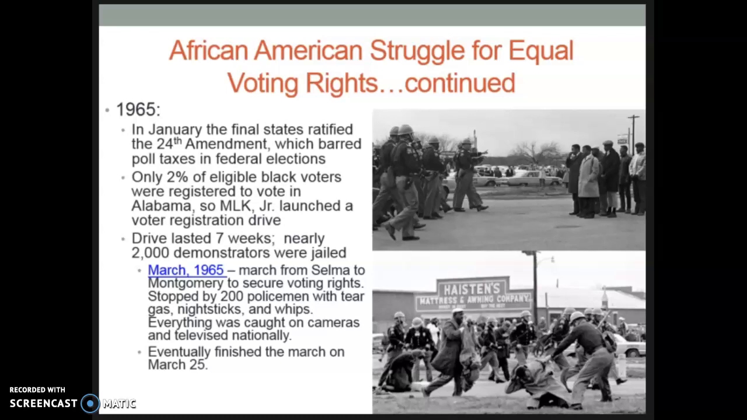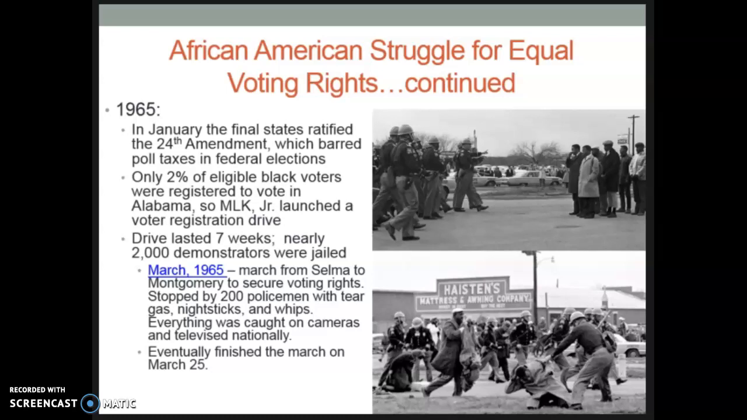In 1965, at the beginning of that year, only 2% of eligible black voters were registered to vote. Martin Luther King Jr. launched a voter registration drive. The drive lasted 7 weeks. During this time period, nearly 2,000 demonstrators were arrested and put into jail. In March of 1965, they wanted to do a march from Selma to Montgomery, the state capital there in Alabama, to raise awareness and try to increase support for voting rights for African Americans in the state.